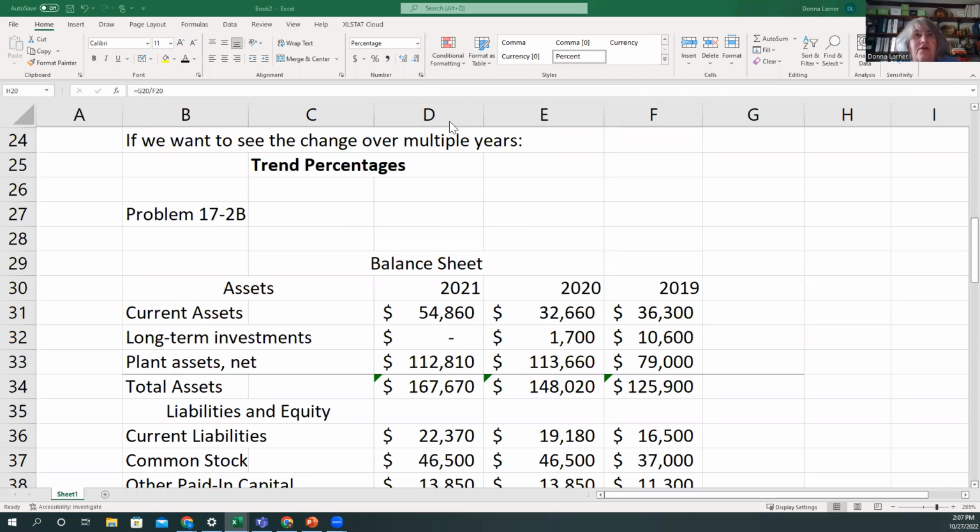Trend percentages cover multiple years. So in this example, I grabbed problem 17, 2B, the balance sheet, and you can see there's multiple years of data. So I can't just say, what's the change between 20 and 21 and put it in there and calculate the percentages. I can do it, and then I'd have to do it again for 19 to 20. So there's an easier way to do it.